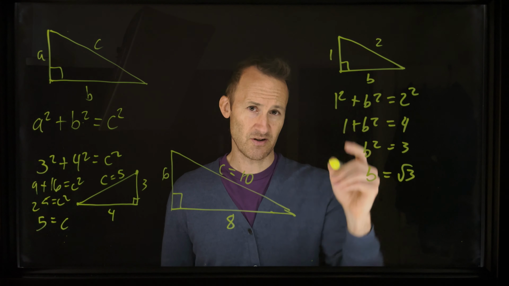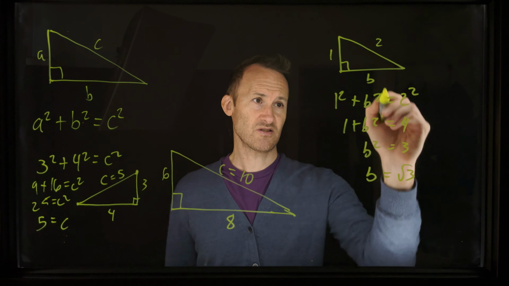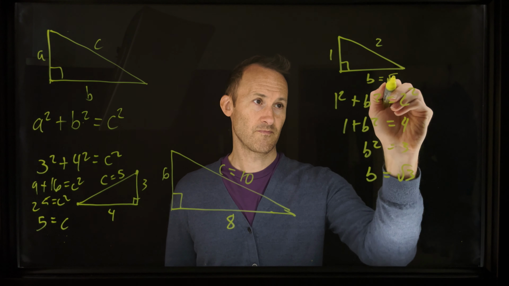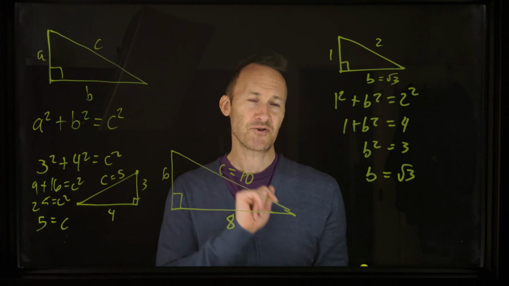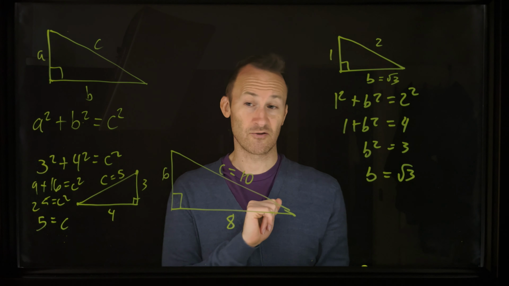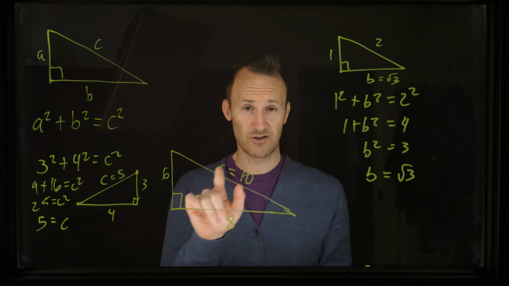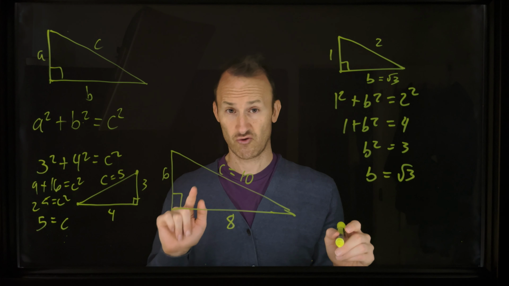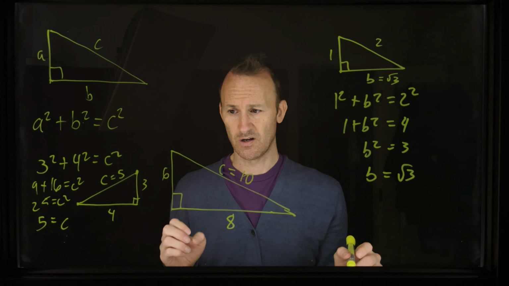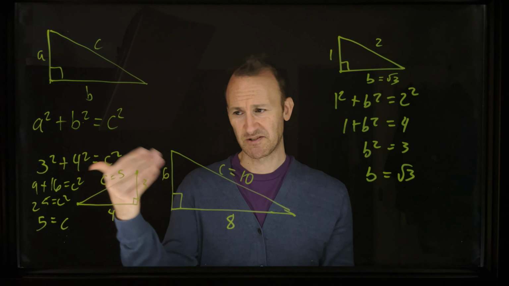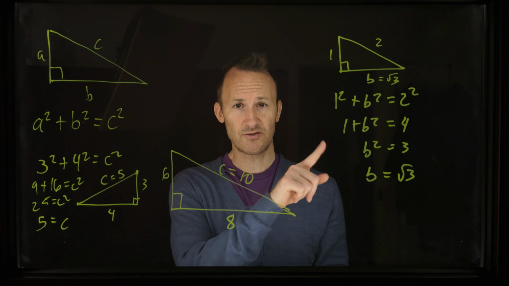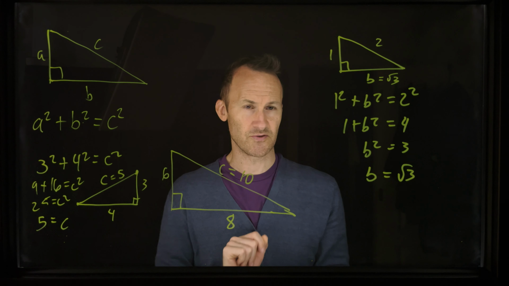But let's go up here to this example now. We just solved that b is the square root of 3. It turns out that this is a special triangle like the 3, 4, 5. These are probably the two most important triangles in geometry. The 3, 4, 5 is special by example, but the 1, 2, root 3 is special by the angles.